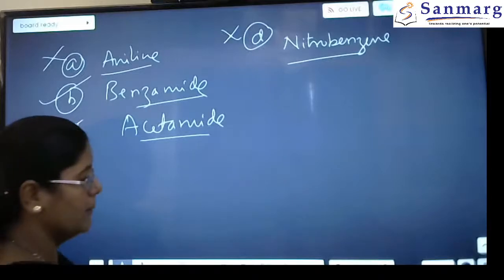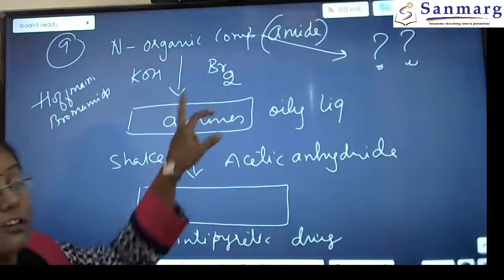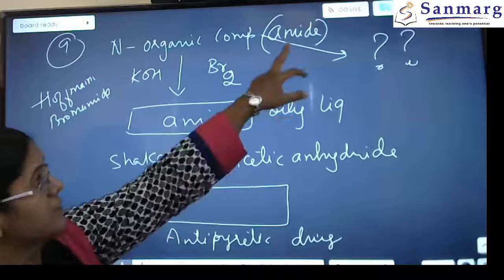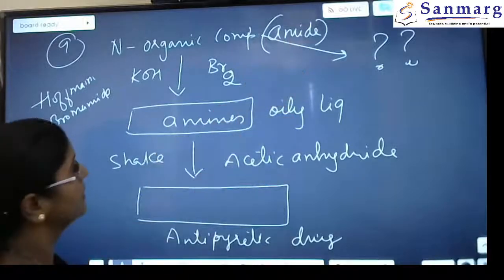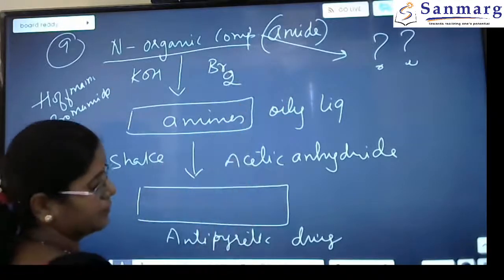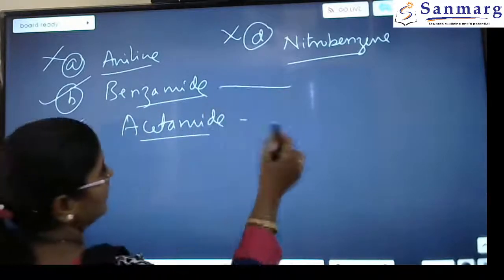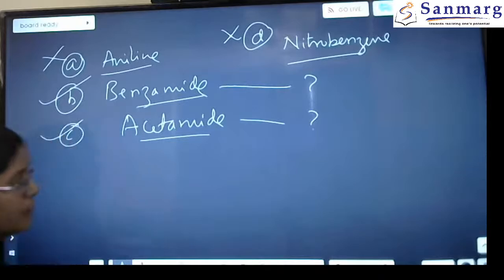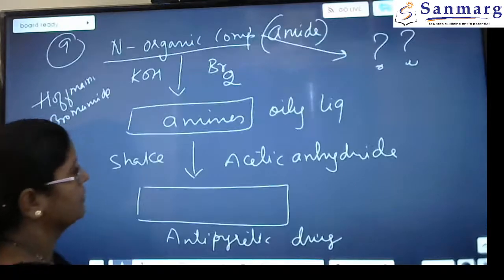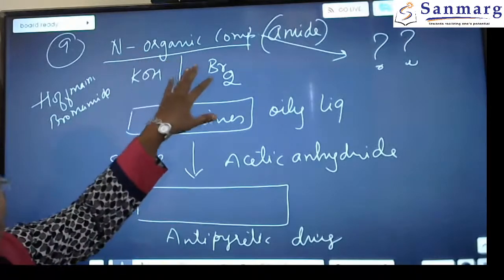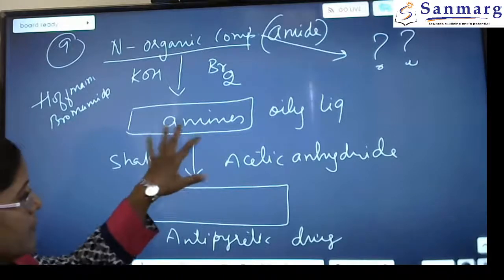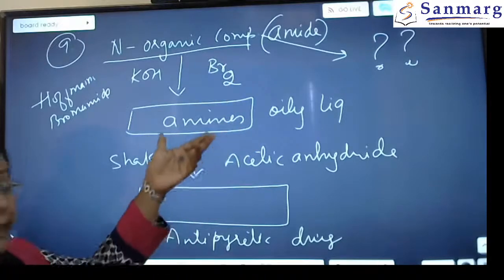We want an amide because this reaction is the Hoffman bromamide reaction. The starting material is an amide here. So here there is an amide, it must be an amide. So among these two, which is the amide? Benzamide or acetamide? See here, if we take benzamide, what happens is benzamide gets converted to aniline here.